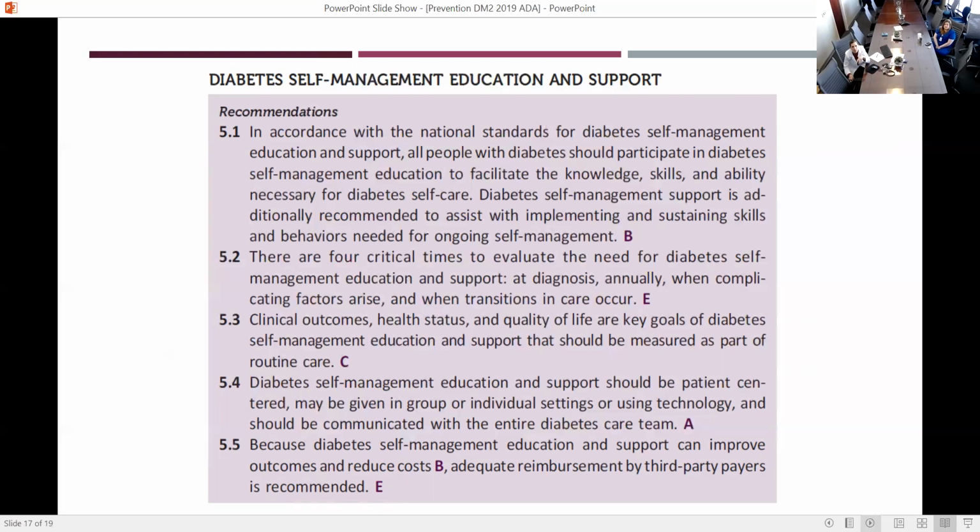This just talks about the benefits of diabetes self-management education. These bullets are on the ADA website.